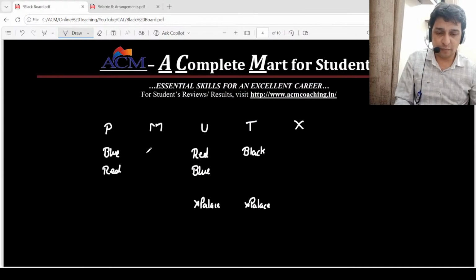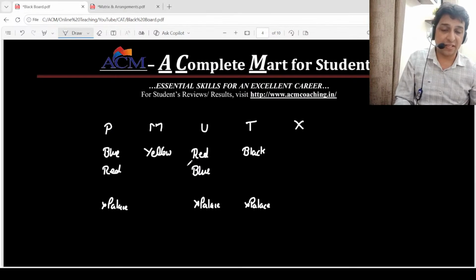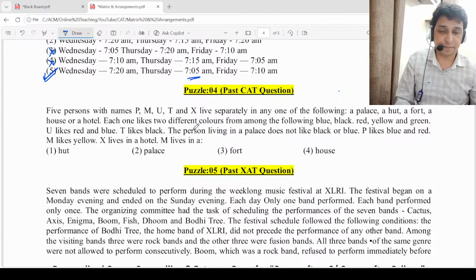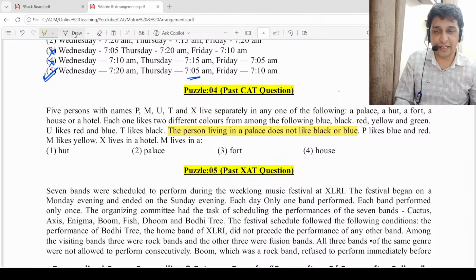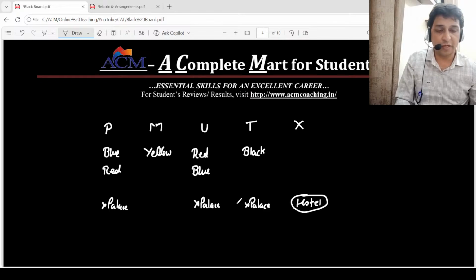M likes yellow. That means palace is not a place for P also, because the person who lives in palace doesn't like blue or black. That is mentioned here. X lives in a hotel. X lives in hotel. Now that is confirmed. They told it to us.